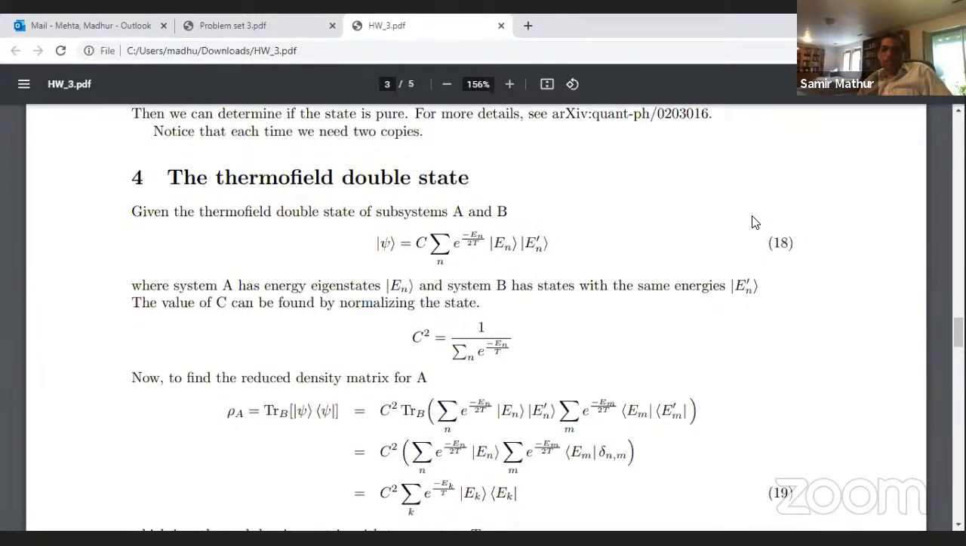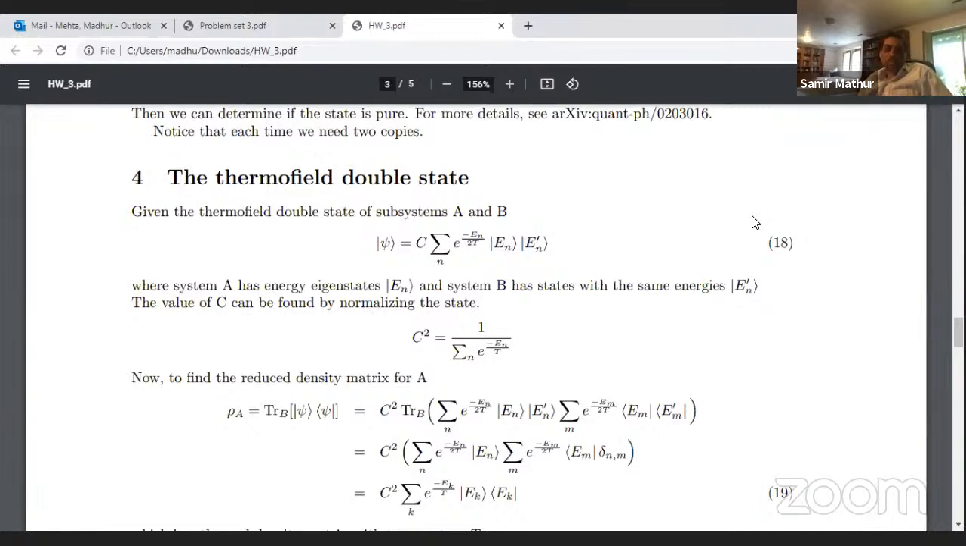You would put e to the minus energy upon 2T. The 2 is there because at the next stage you'll be squaring it to get the density matrix. Then it will become e to the minus E over T, which is what you want. So you take e to the minus E over 2T, take the nth energy state in my room, tensor with the nth energy state of an identical copy in the other room. Then if you take this maximally entangled state with this weight and trace out the other room, you're left with the thermal density matrix on the copy in my room.